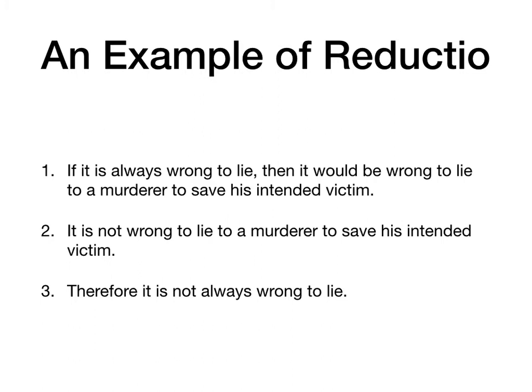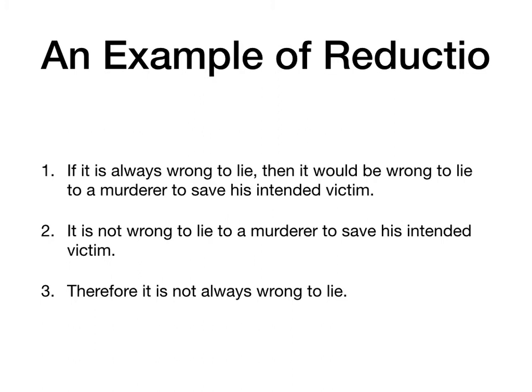The very famous philosopher Immanuel Kant once said it was always wrong to lie, so people threw this reductio argument at him. If it is always wrong to lie, then it would be wrong to lie to a murderer to save his intended victim. Murderer comes to your house, knocks on the door. Imagine the person's hiding in your house for whatever reason. He says, hey, have you seen this guy? I want to kill him. Could you lie to that murderer? Of course you should, right?